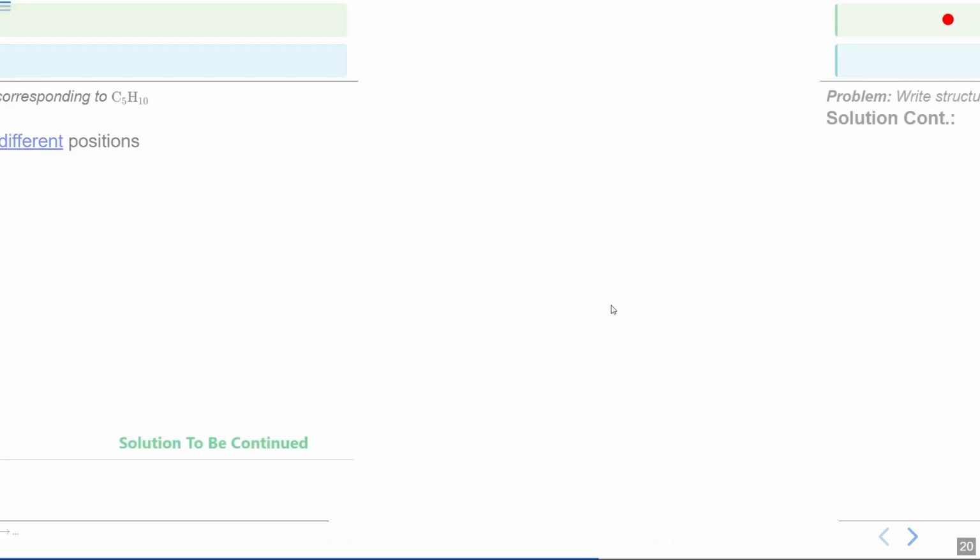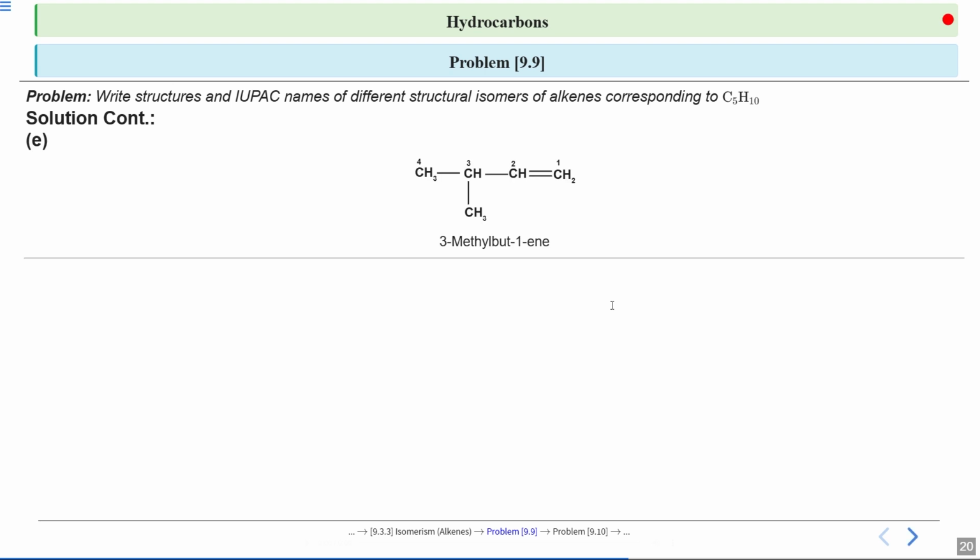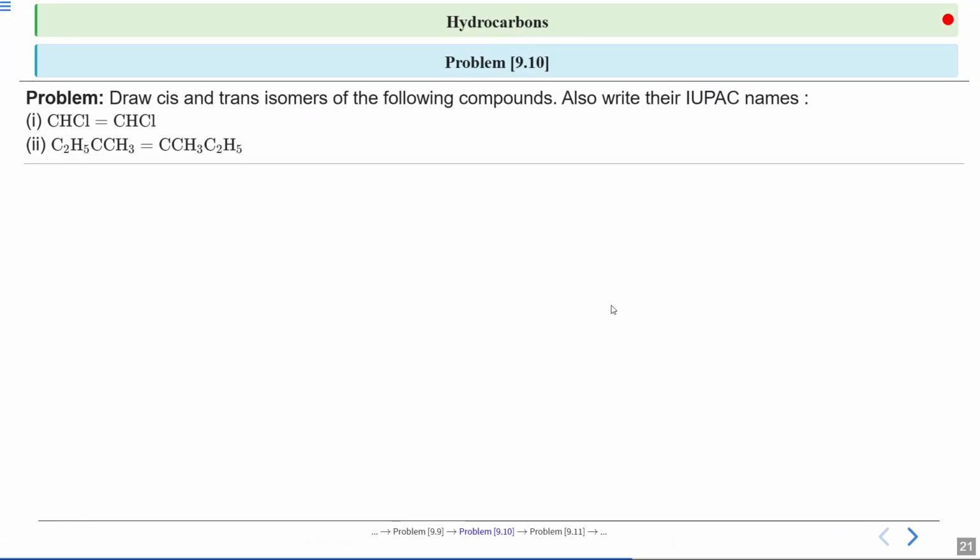Next, continuing with the solution, the third one which we can have with the same molecular formula C5H10 is 3-methylbut-1-ene. This is an alkene where the longest carbon chain has 4 carbon atoms and there is a methyl group attached to the third carbon. The double bond is between the first and second carbon. This is a great example of how branching and the position of double bond can create different isomers.